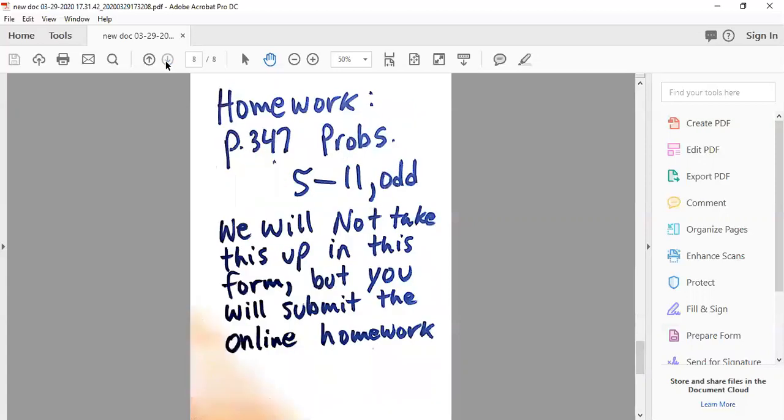All right, the homework for this, and this was already assigned on Friday, March 13th, is problems 5 to 11 odd. Again, we won't take up that homework like we did in the first half of the class. We have no way to collect it and then return it to you. Just submit the online homework that's in the homework file online. And that is the work for today, Wednesday, April 1st.